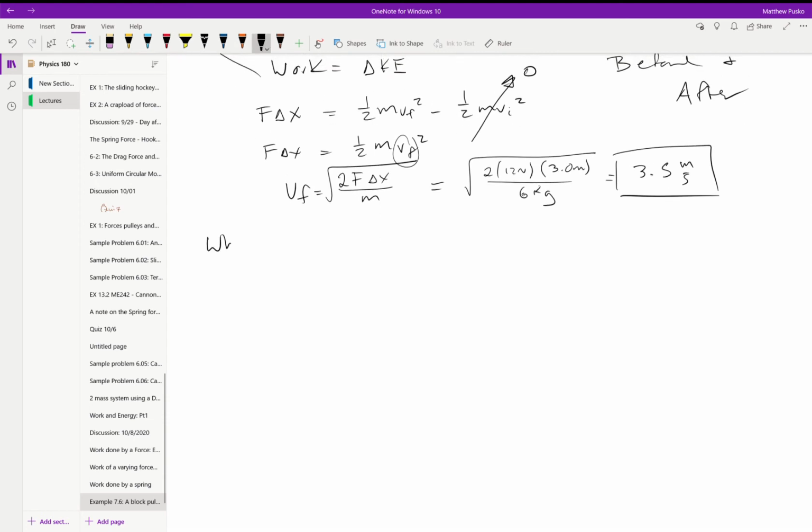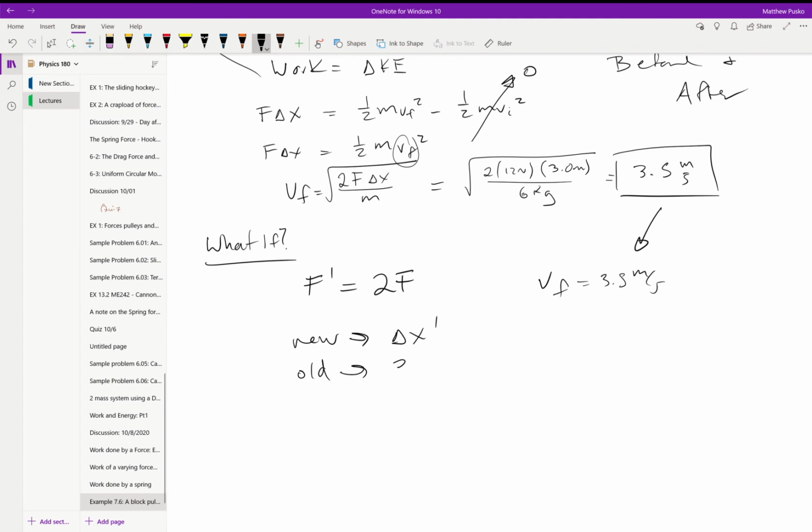There's another part in the book. It says, what if? What if the magnitude of the force, so we'll call it the new force, F prime, was 2 times the original force? The same block accelerates to that final velocity of 3.5 meters per second that we just solved, due to this force, but it goes through some different displacement delta x prime. Since the force is twice as much, how does the displacement x prime, our new displacement, compare to our old displacement of 3 meters, which was just our delta x?